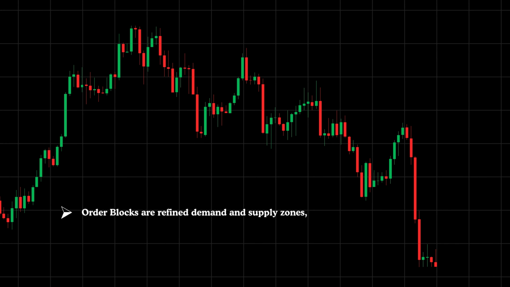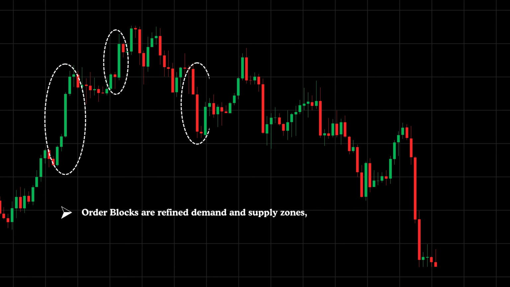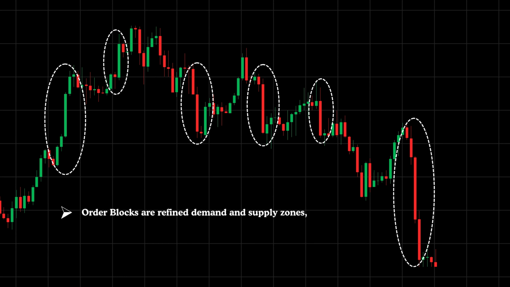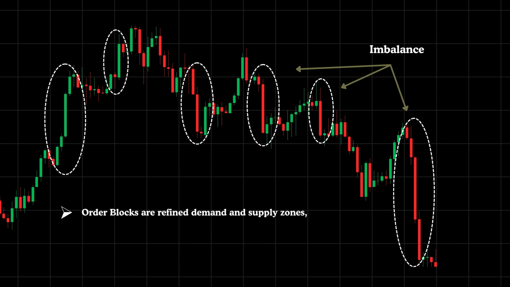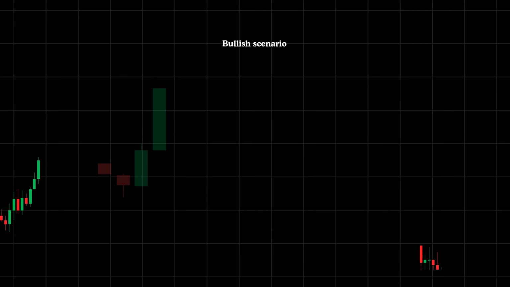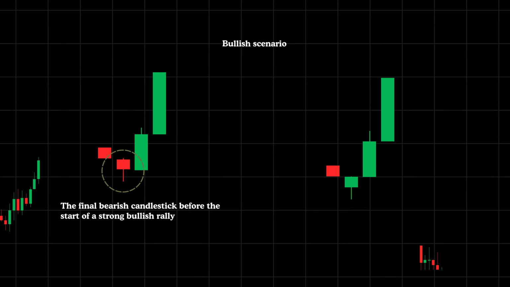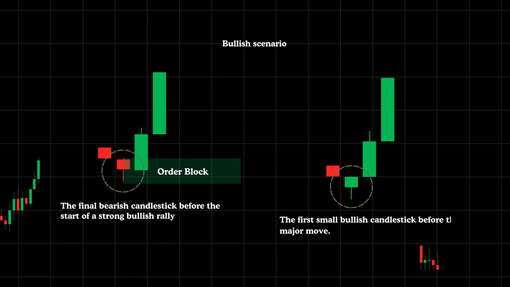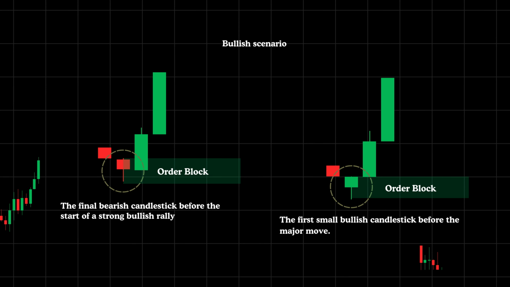Order blocks are refined demand and supply zones, created when a significant amount of capital flows into the market, causing a strong price movement. In other words, they appear when there is an imbalance between buyers and sellers. Here's how we identify order blocks. In a bullish scenario, the final bearish candlestick before the start of a strong bullish rally is marked as the order block zone, or it can also be the first small bullish candlestick before the major move. The same principle applies in the bearish scenario.